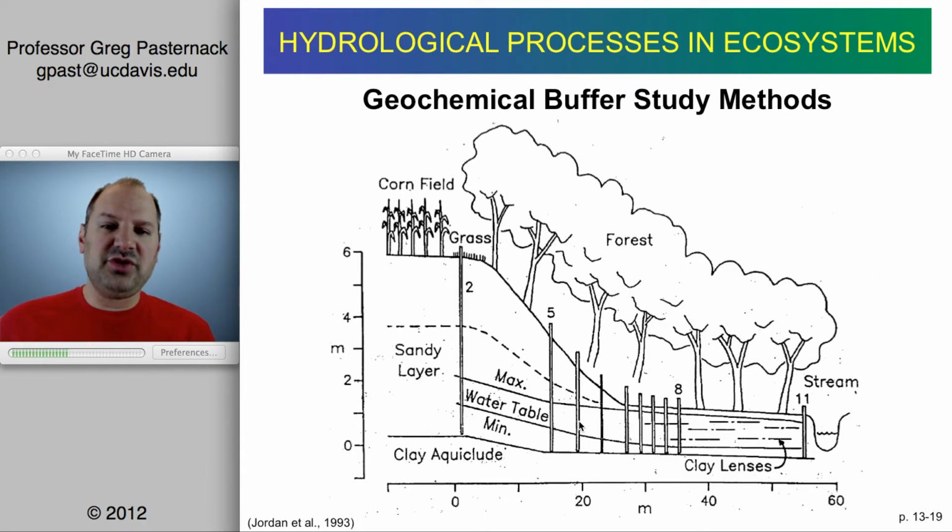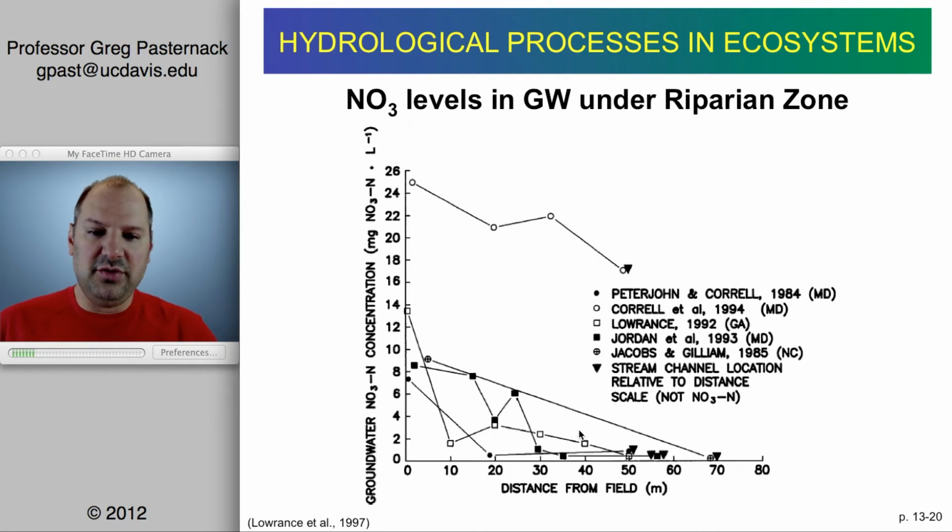Here's some data to illustrate this, where there is a shallow clay aquiclude that's like 2 to 6 meters down. And so they put in a series of wells that are shown as these vertical lines. There's an agricultural field, a very steep bank, and then a floodplain prior to reaching the stream. Also, the water table is shown. And here we have distance from field.